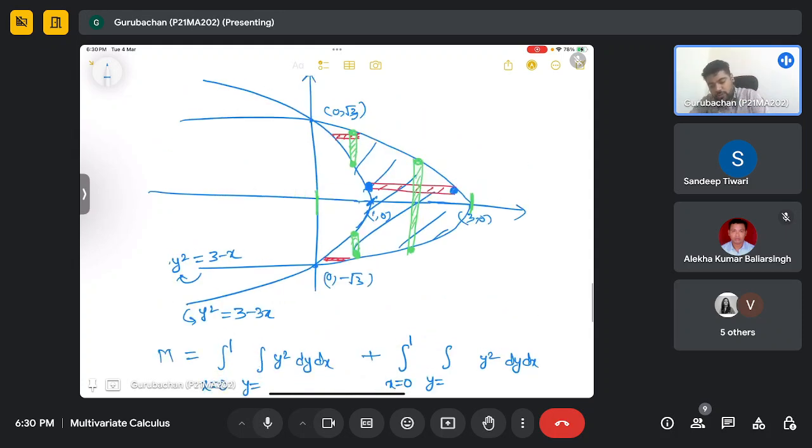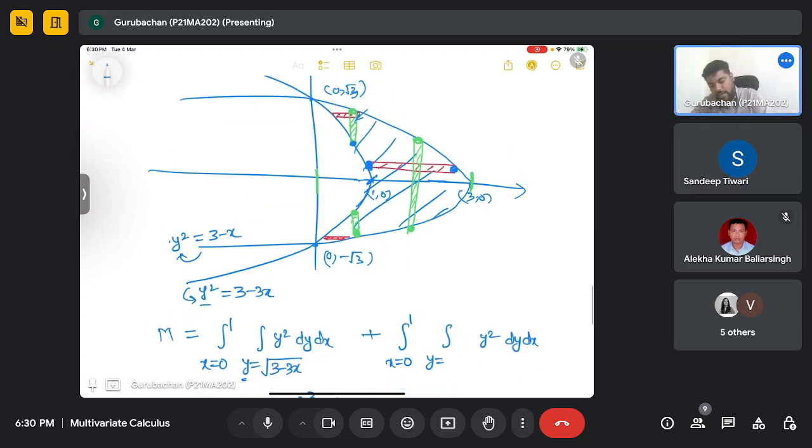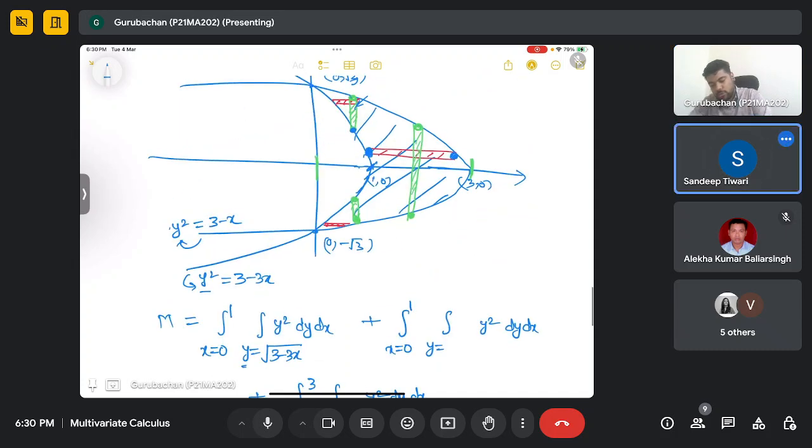What is the equation of this lower curve? This one, y square equal to 3 minus x. So I am talking about this one strip, which is lying above the x-axis. That means y is positive, right? Since y square is 3x, it will be under root 3x. While the above curve has equation y square is equal to 3 minus x, and since y is positive, it will be under root 3 minus x.